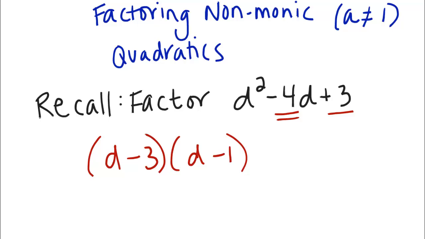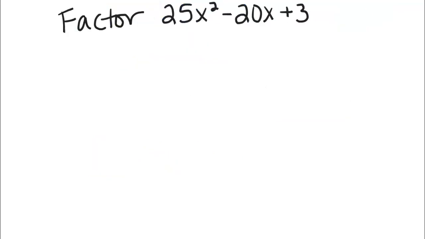It's important to be super comfortable with those because we're going to kick it up a notch when now a is not equal to 1. Like this here, factor 25x squared minus 20x plus 3. This looks a little scary because a now is 25. Our lead coefficient is 25. But there's something actually kind of nice about this quadratic, and you might notice that we can write this in terms of a 5x. Here's what I mean.